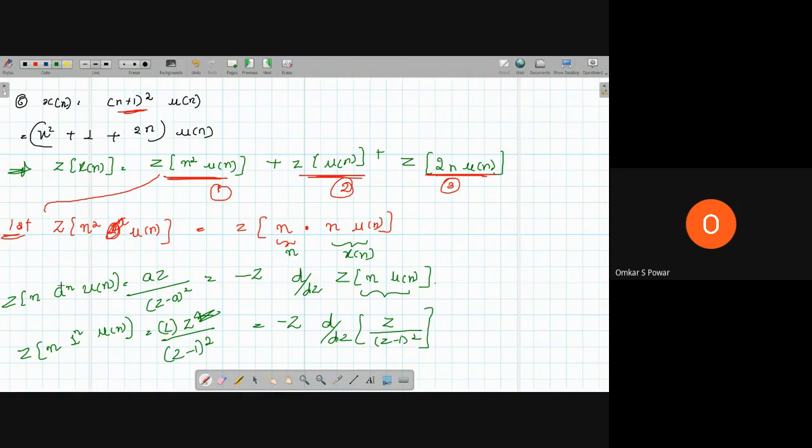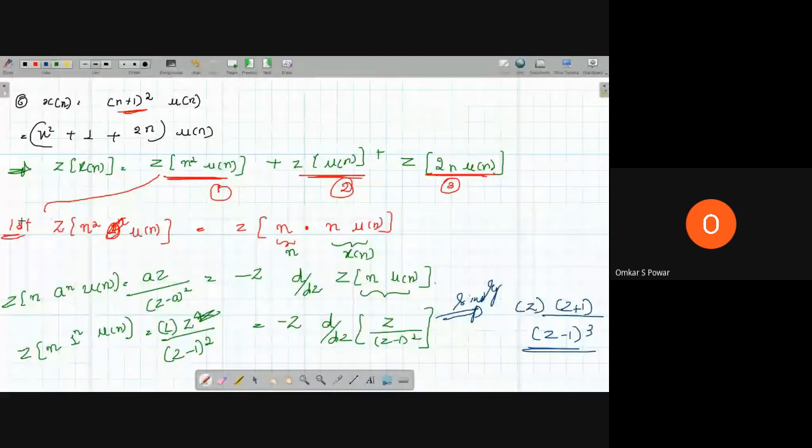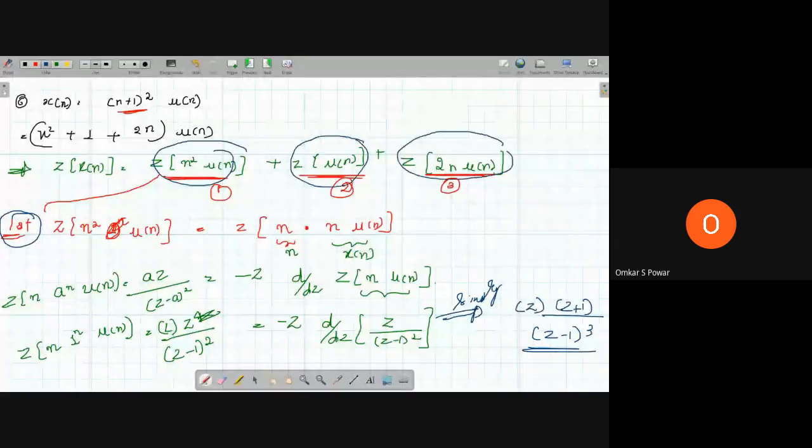So again you have to simplify, that is your work to do. So I'll write it here, simplify, because differentiation and all you can do easily because you have learned it in your PUC. So you should arrive at the answer as z into z plus 1 divided by z minus 1 the whole cube. So still your problem is not over. This is the z transform of the first term. Still we have to get the z transform of the second term, the z transform of the third term, and then we have to add together. Okay, so this is the z transform of the first term.